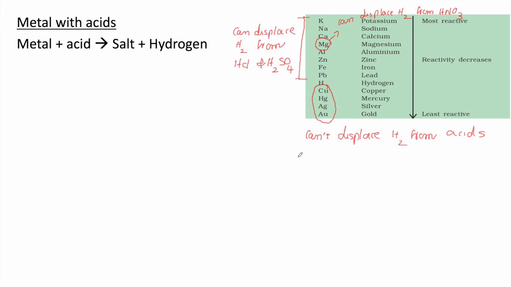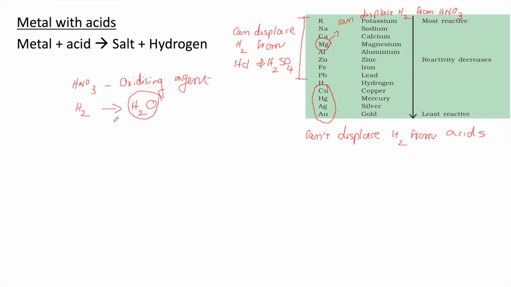With nitric acid, some metals cannot displace hydrogen. The reason is that nitric acid, HNO3, is an oxidizing agent. Oxidizing agent means it will oxidize the elements. So when the metal tries to displace hydrogen, this hydrogen will be oxidized to H2O, that means water. So when the metal reacts with nitric acid, instead of hydrogen, water is produced.